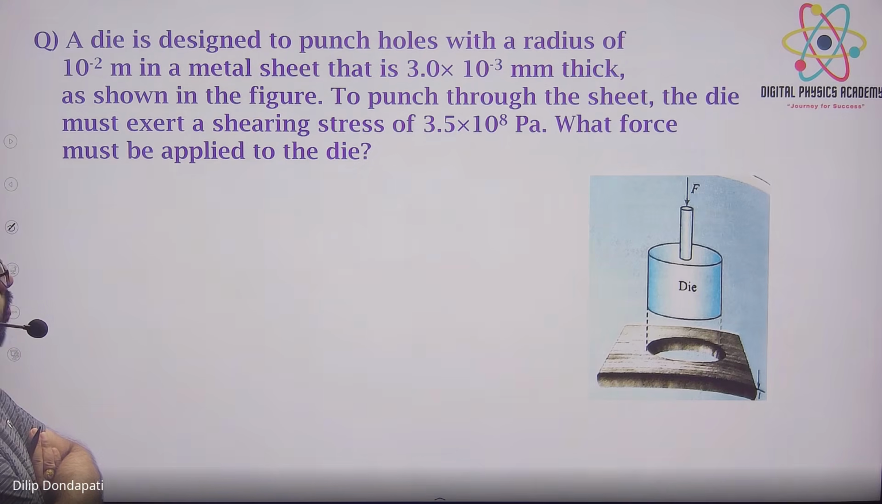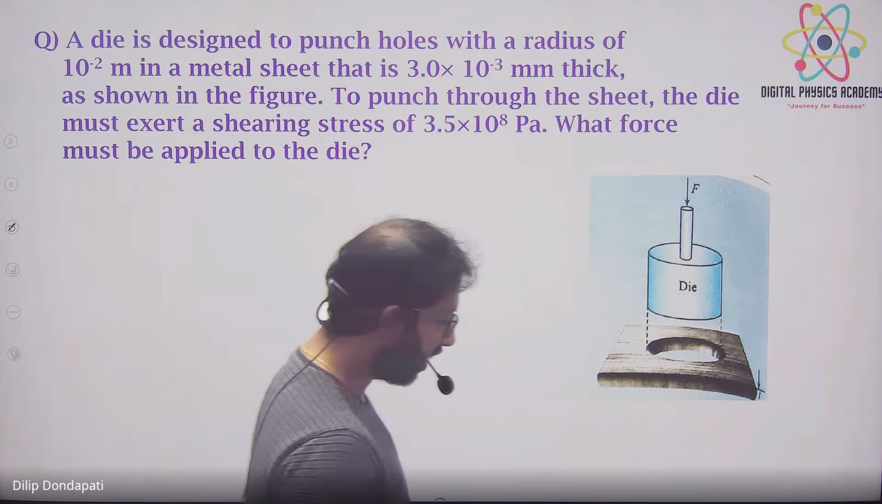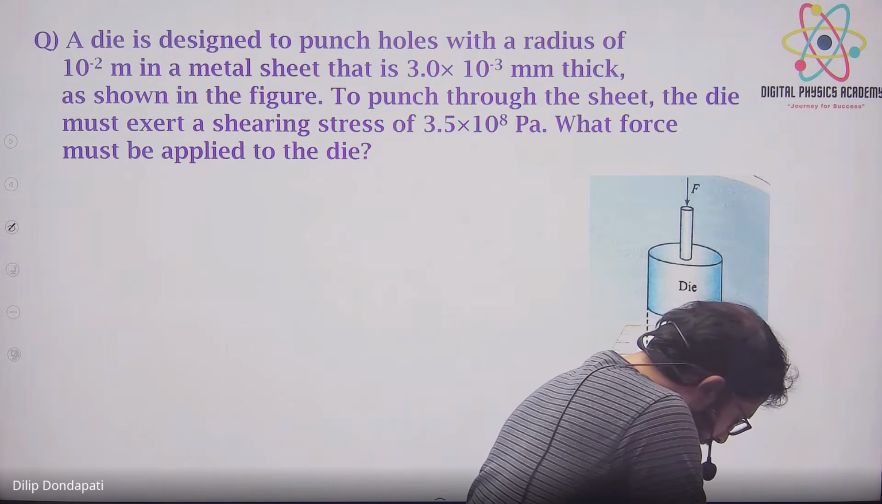A die is designed to punch holes with a radius this much, in a metal sheet of this much thickness, shown in the figure. To punch through the sheet, the die must exert a shearing stress this much. What force must be applied? उतना स्ट्रेस आने के लिए कितना फोर्स अप्लाई करना पड़ेगा?